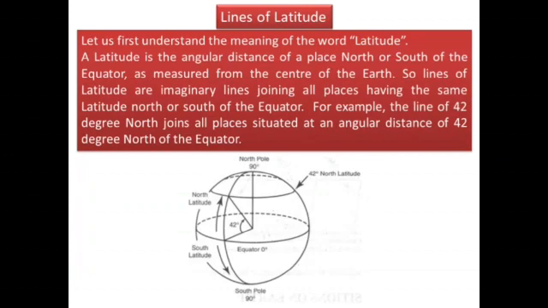Let us first understand the meaning of the word latitude. A latitude is the angular distance of a place north or south of the equator as measured from the center of the earth. So, lines of latitude are imaginary lines joining all places having the same latitude north or south of the equator. For example, the line of 42 degree north joins all places situated at an angular distance of 42 degree north of the equator, as you can see very clearly in the diagram given below.